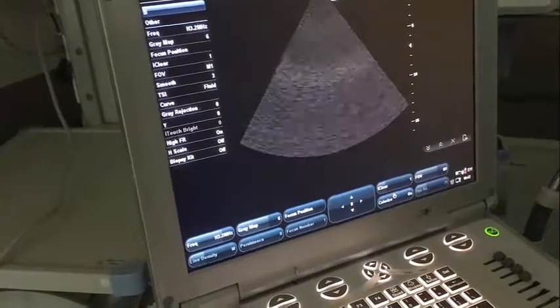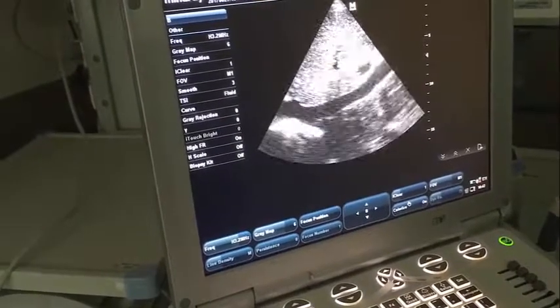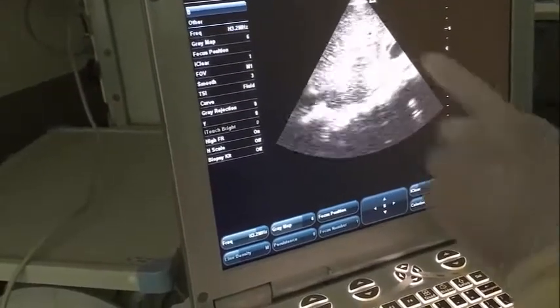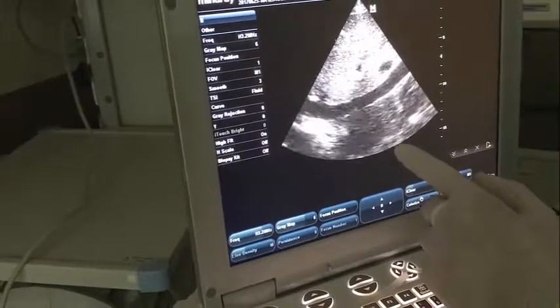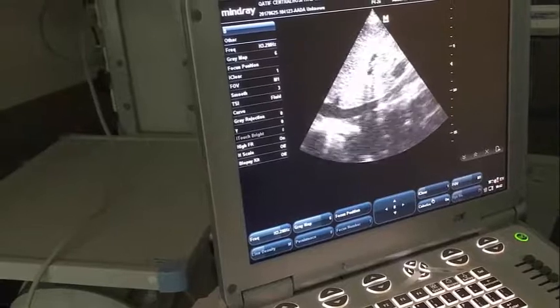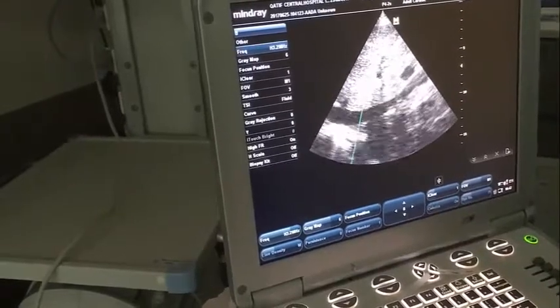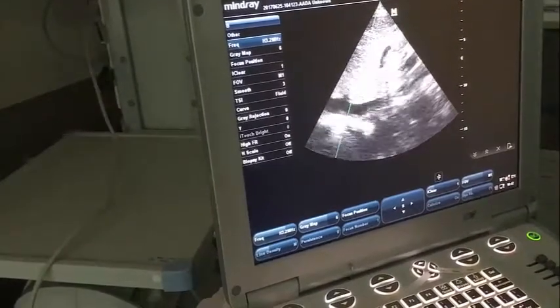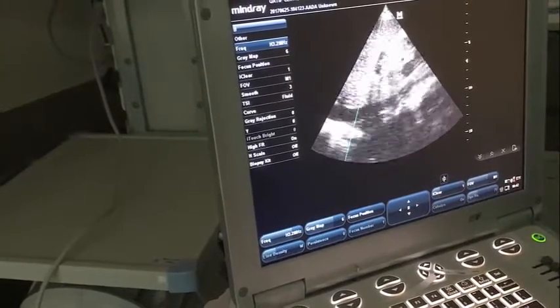Number one, we'll try to get the inferior vena cava. As you see, I will get the liver. After that, on the right side, I will get the inferior vena cava. It seems to be on the high side. I will measure just approximate to the hepatic vein.